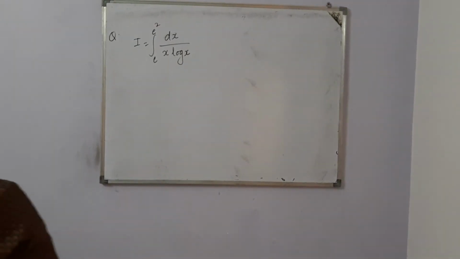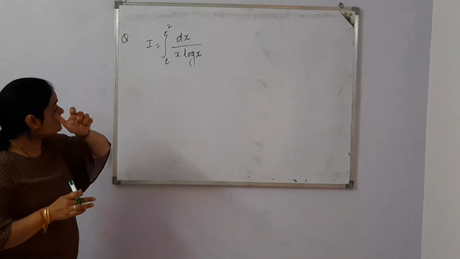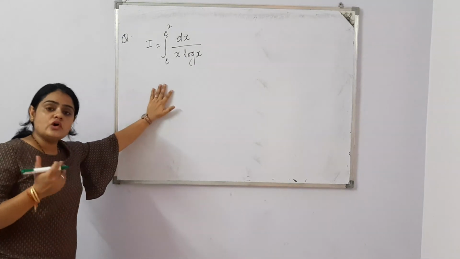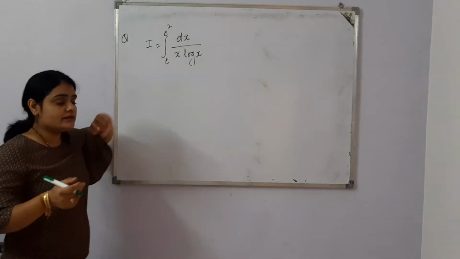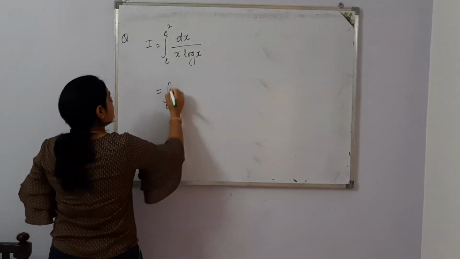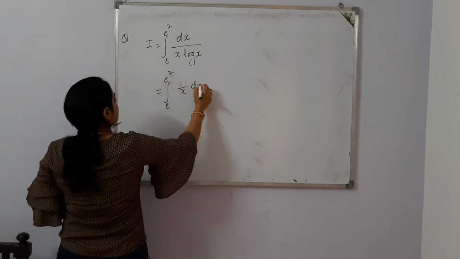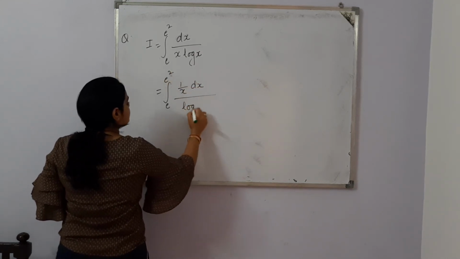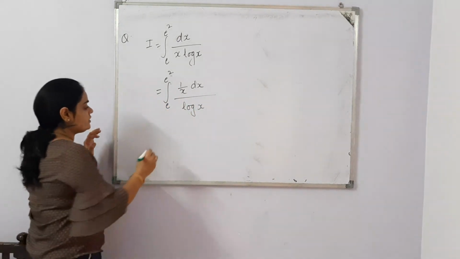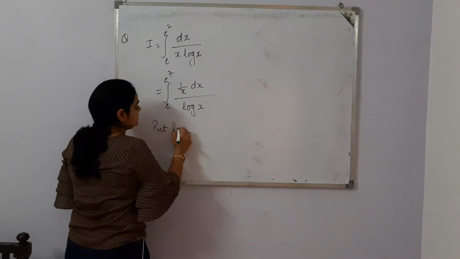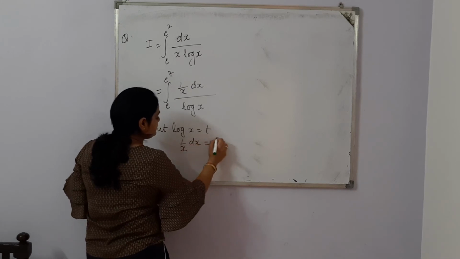Now the function is 1 upon x log x, but you can see that we need to substitute here. Log x's derivative is 1 by x, and 1 by x is already available. So can I write it this way so that it will be more clear to you? 1 by x dx upon log x. Now the function is there, and the function's derivative is in the numerator. So now can we substitute? Put log x equal to t, then its derivative 1 by x dx equals dt.